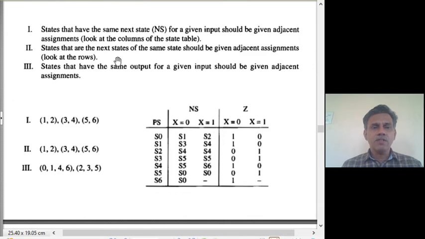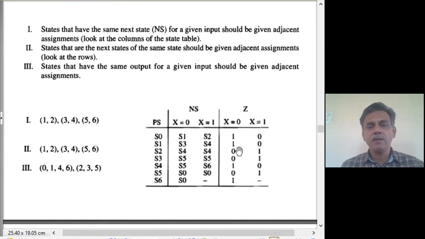So, states which are the next state for the same state should be adjacent, which means that you look in the rows. Here 1 and 2 are the next states for S0. So, 1 and 2 have to be adjacent. Here 3 and 4 are the next states for S1. So, 3 and 4 have to be adjacent. Here 4 and 4 are obviously adjacent. They are the same state. Don't worry. 5, S5, same state. Don't worry. Here 5 and 6 are the next states to S4. So, 5 and 6 have to be adjacent. And here S0, there is nothing to mention. That is the second guideline.